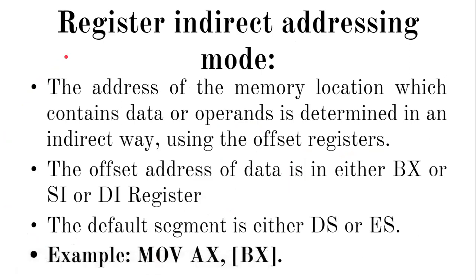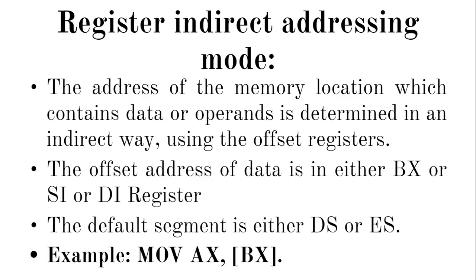Next is register indirect addressing mode. In this mode, the address or the memory location is not given directly as it was shown in the previous mode. We had given the number or the direct memory location, but here the memory location is first of all stored in some register and that register is written in the instruction. For example, as it is shown over here, MOV AX, [BX].